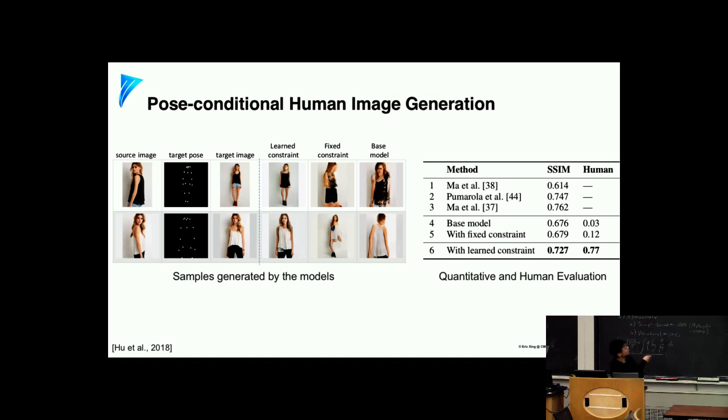We can see that given this input, we can get results which are pretty close to the ground truth. Compared to other models, like the base models without this constraint, the performance is much better. Both the human evaluation and other evaluations show that with constraints, you can get better results.